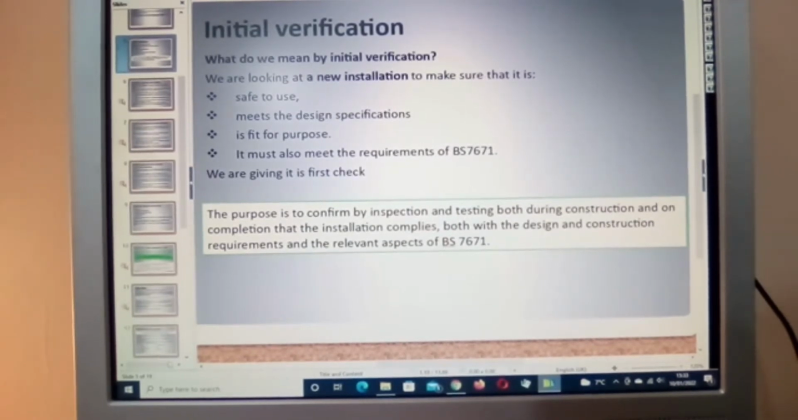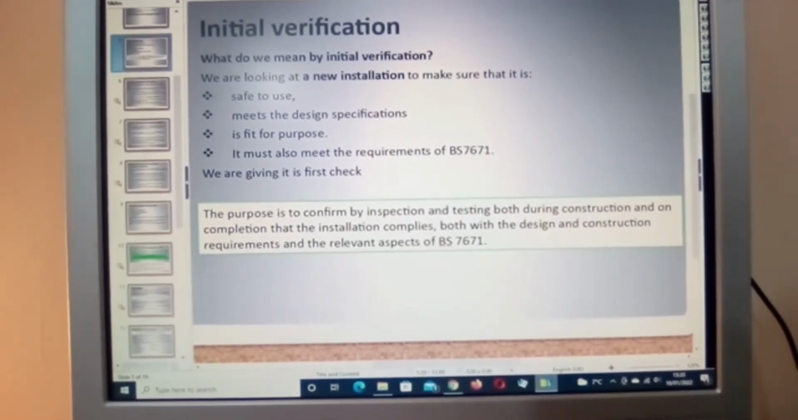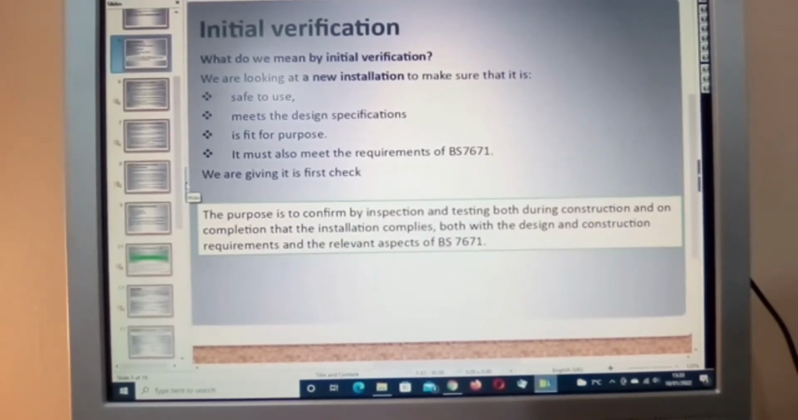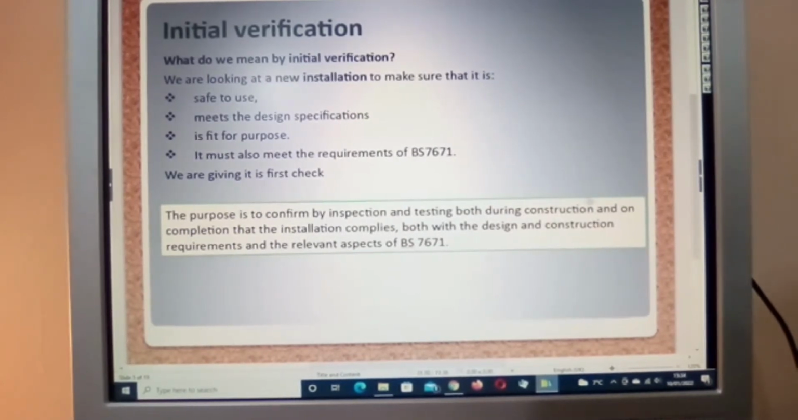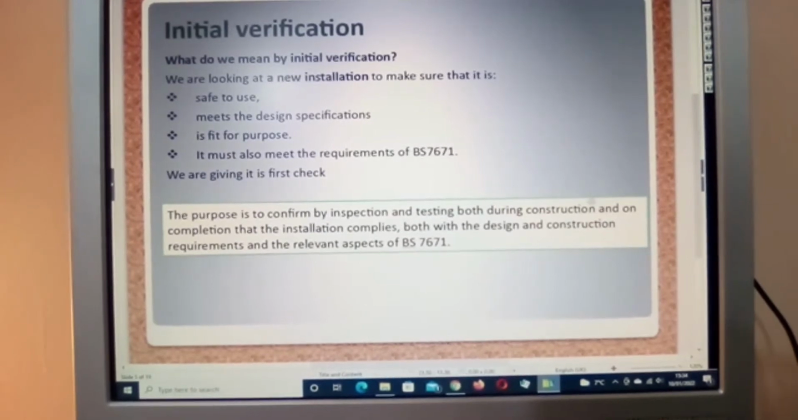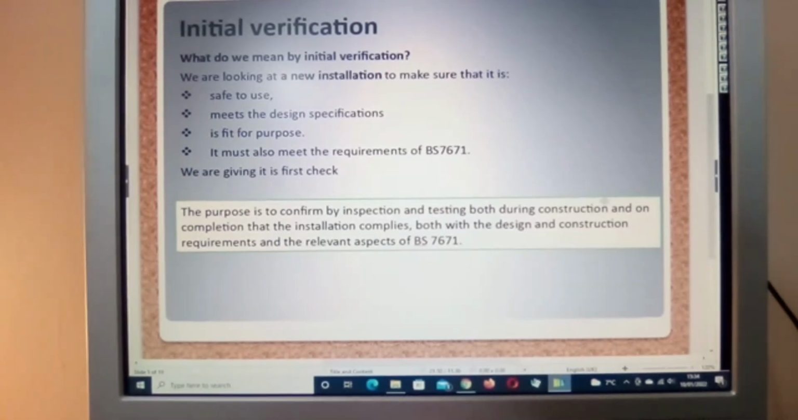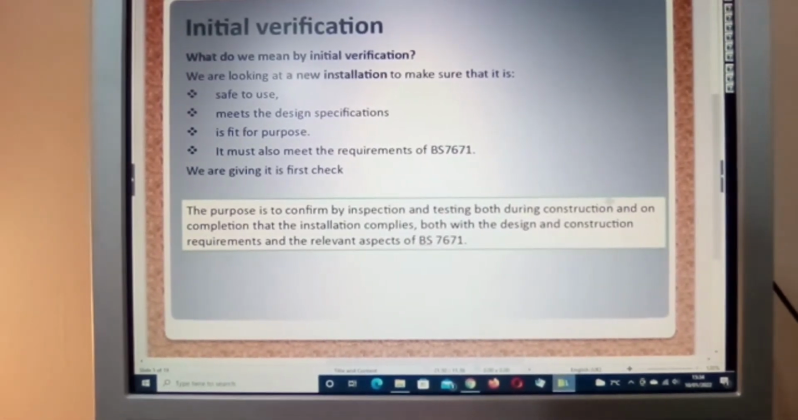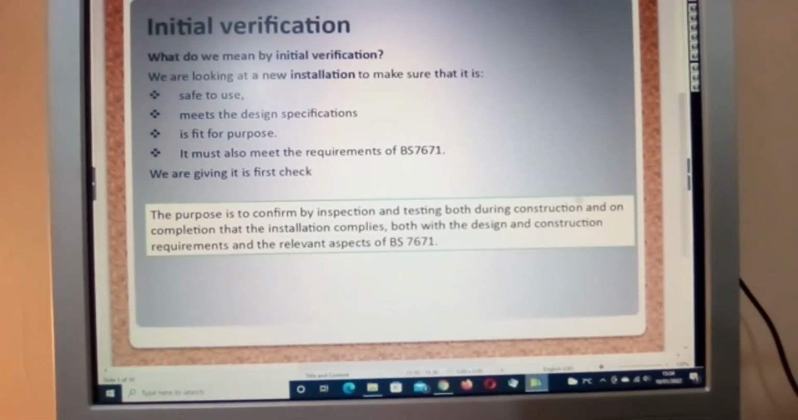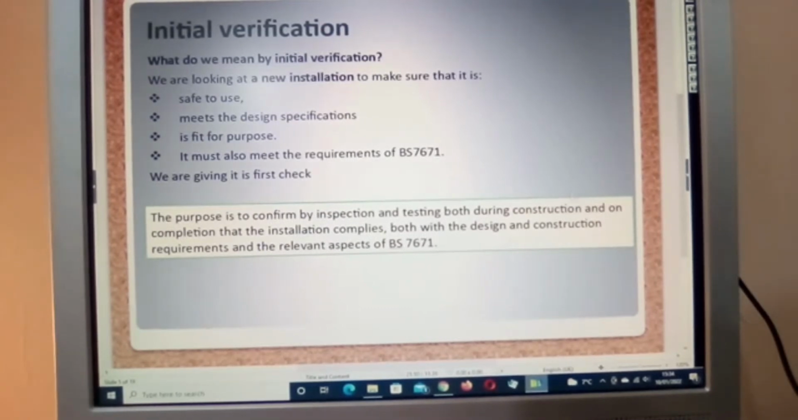Initial verification. What do we mean by initial verification? We are looking at a new installation to make sure that it is safe to use, meets the design specifications, is fit for purpose. It must also meet the requirement of BS7671. We are giving it its first check. The purpose is to confirm by inspection and testing both during construction and on completion that the installation complies with both the design and construction requirements and the relevant aspects of BS7671. And again, that is the IEE regulations. I repeat, IEE regulations, okay?